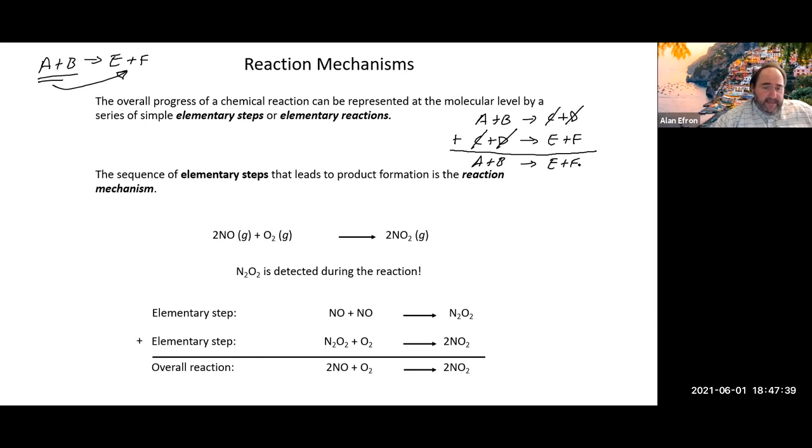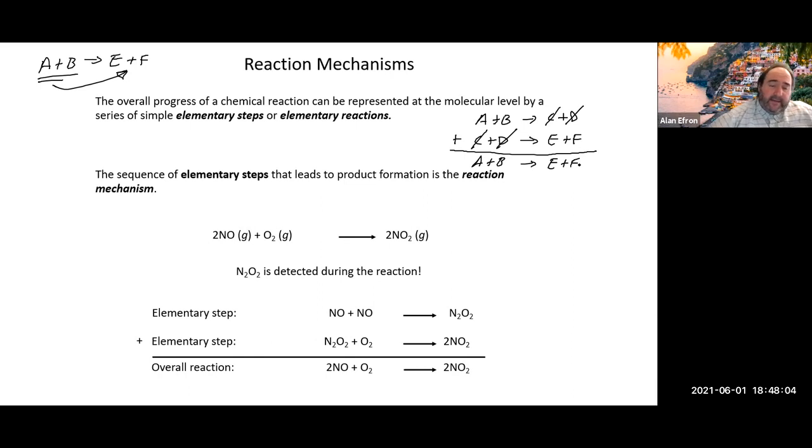Added together, they give the whole reaction. And a reaction mechanism is basically a plausible explanation for how a reaction could occur. It doesn't necessarily mean that this mechanism is 100% always how a reaction occurs, but it's some way to explain how this reaction takes place.